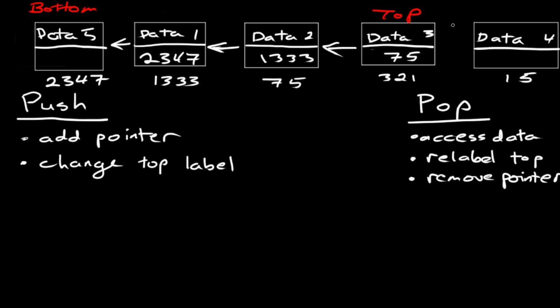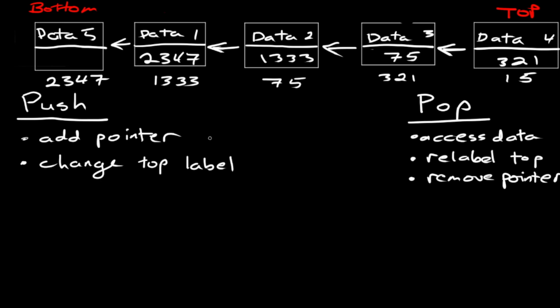We can access the top easily enough because we have a label for it, right? So the computer knows what the top is. So we just go there and we make a pointer to that top piece of data. And by doing that, that connects our data 4 to data 3. And then what we do is the relabeling, right? We call our new data the top. And all of that will occur in big O of 1 time, right?